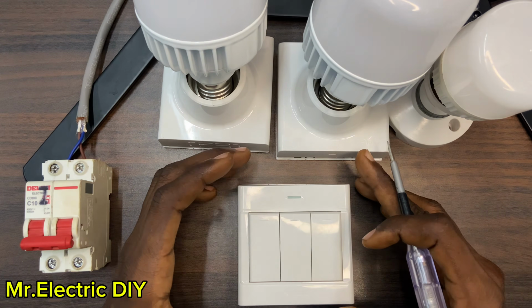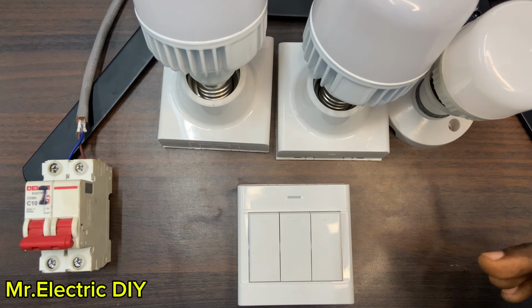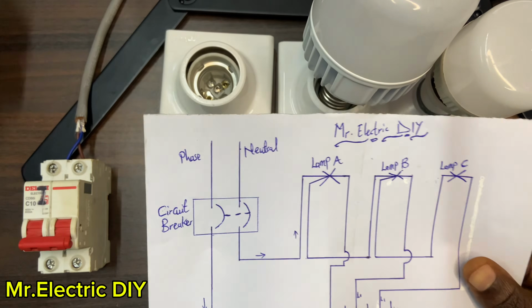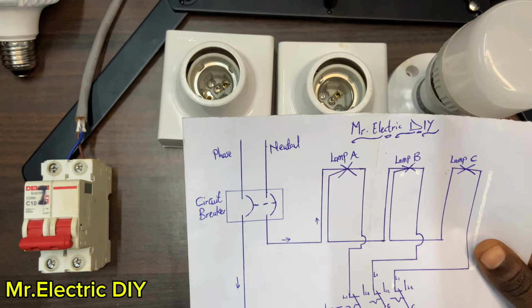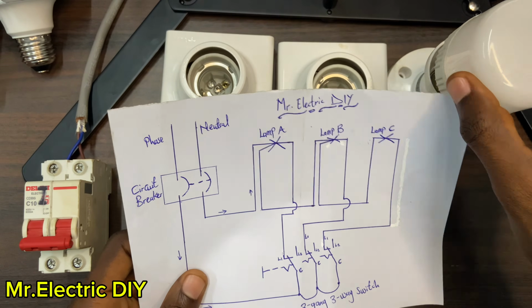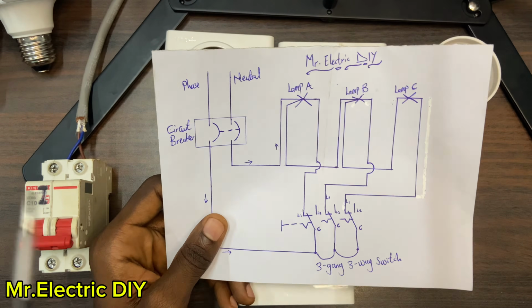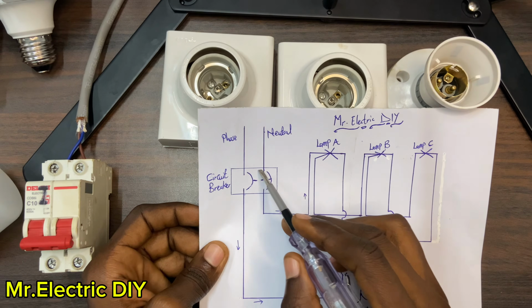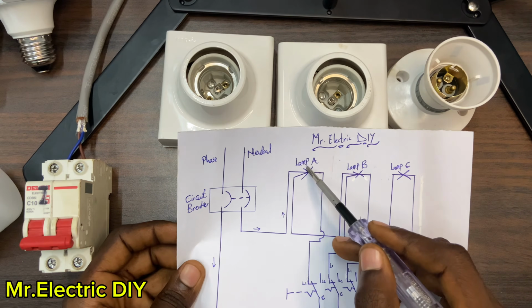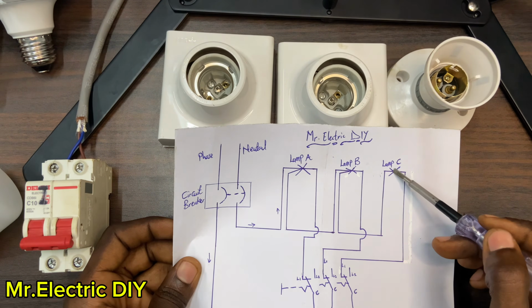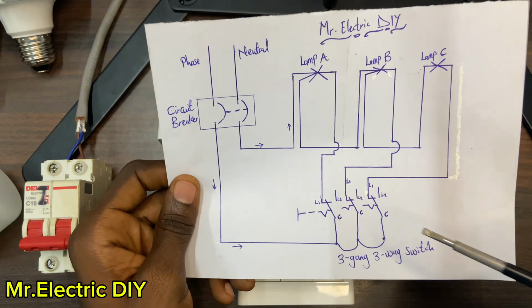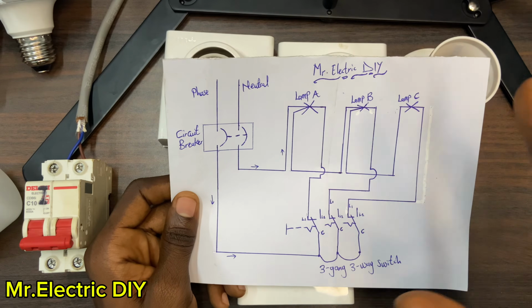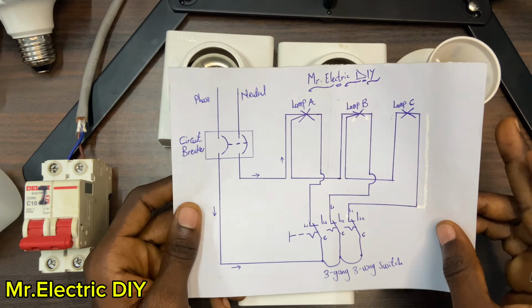This is the 3-gang 3-way switch. And over here, this is the wiring diagram of the circuit. All the needed components to be used in the circuit are written down here. I have my circuit breaker here. This is the circuit breaker, lamp A, lamp B, and lamp C. And over here is the 3-gang 3-way switch. I'm going to explain all the things you need to know before we get started.